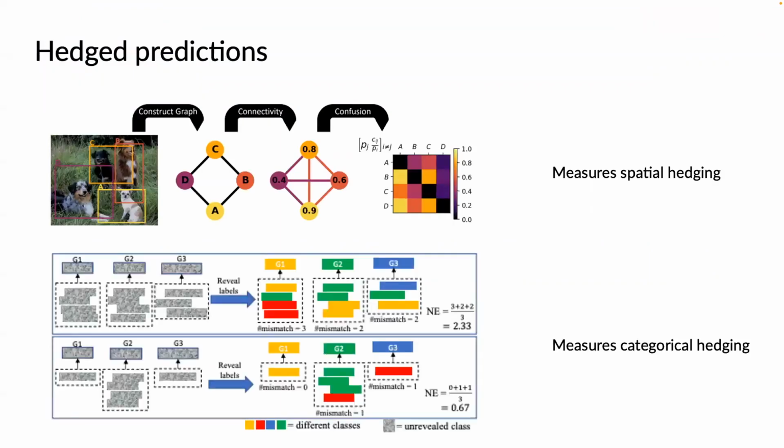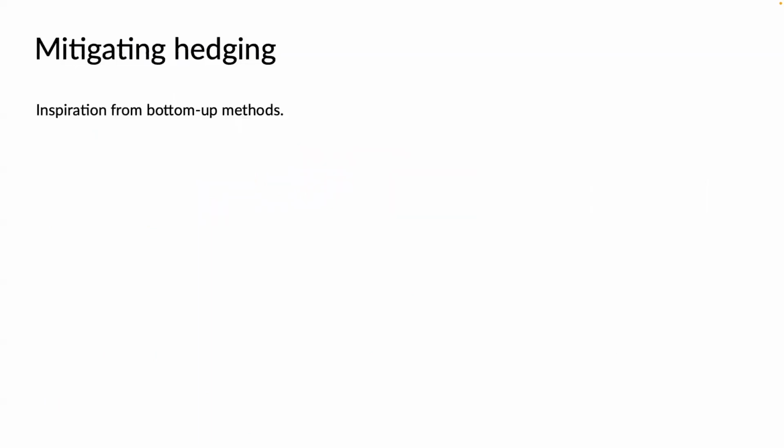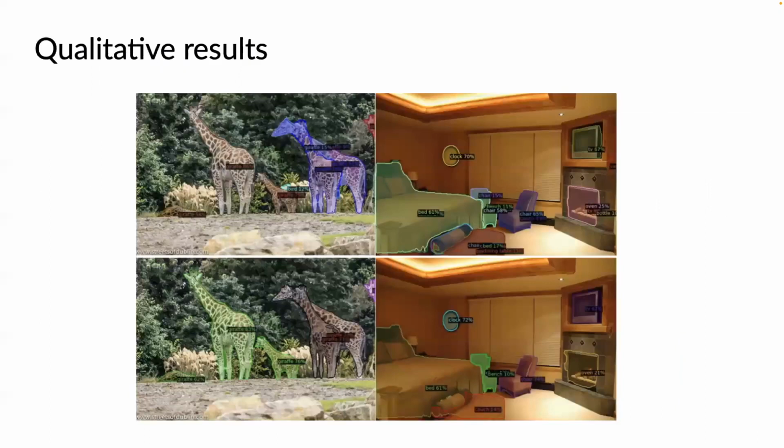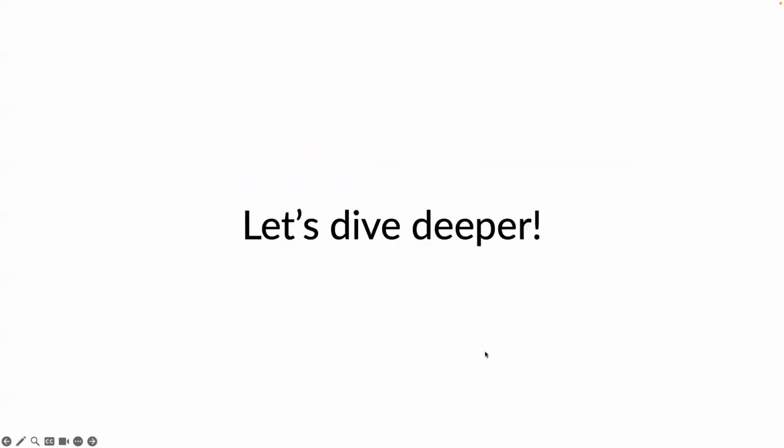These predictions are what we call hedge predictions, and we propose methods to quantify the amount of spatial and categorical hedging. Taking inspiration from bottom-up methods, we propose a semantic NMS and a semantic sorting, and these are to remove the extra false positives without affecting mAP too much. Qualitatively, we see a lot of improvement in the COCO dataset, where you can see a number of these extra predictions are removed. And with this, we take a deeper dive into the material.